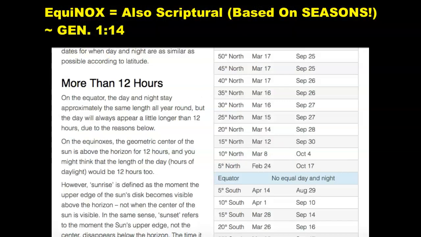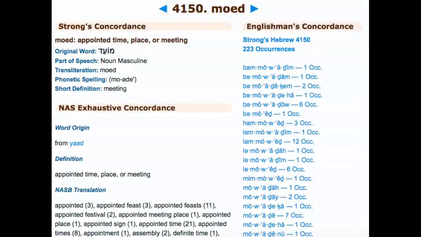The equinox is also scriptural because the equinox corresponds and correlates with the seasons, the muad'Yim, and we know there are 4 seasons, and the equinox corresponds to the fall season and to the spring season, and we know that the year begins sometime in the spring. And the word season in the Hebrew language means muad, which means meeting. It can also mean appointed time, appointed place, an appointed meeting, or an appointed assembly too.